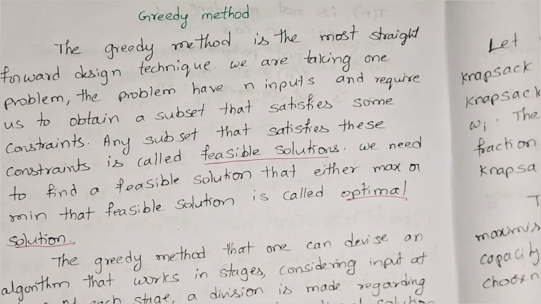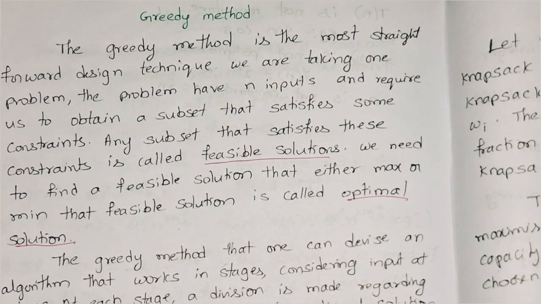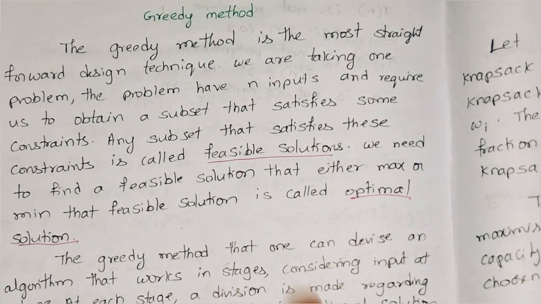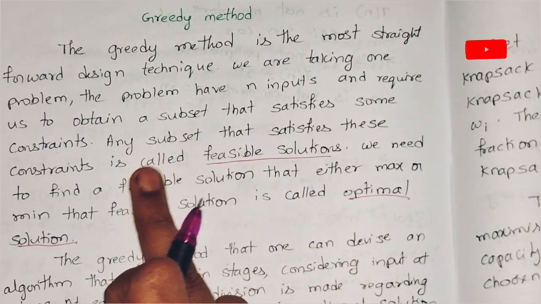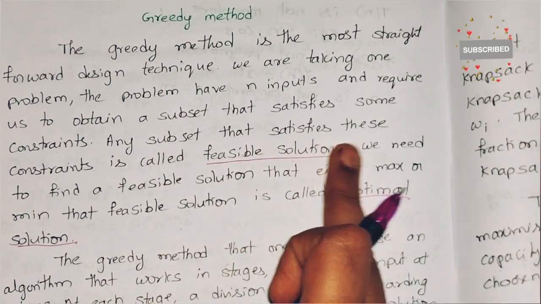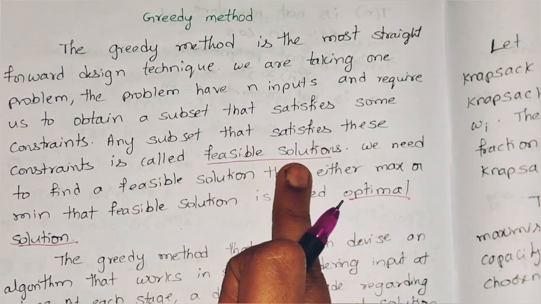In this video we will learn about the introduction to the greedy method. The greedy method is the most straightforward design technique. We are taking one problem, and the problem has n number of inputs and requires us to obtain a subset that satisfies some constraints. Any subset that satisfies these constraints is called a feasible solution.